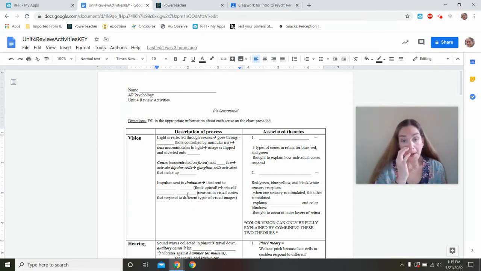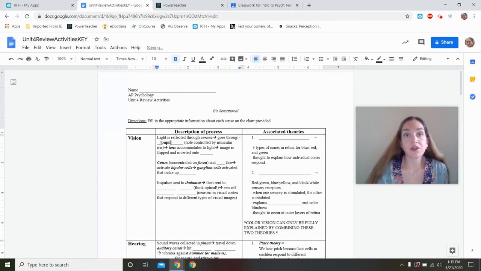Okay, so let's start with "It's Sensational." Everywhere there's a blank, I was looking for some sort of term. Okay, so starting with vision. Light is reflected through the cornea. It goes through the pupil, okay, which is the hole that is going to be controlled by the most beautiful muscle in your body, the iris.